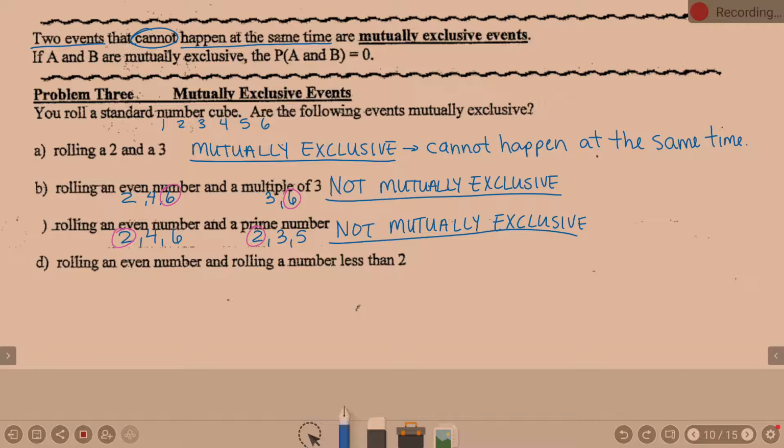Last example in this section. Rolling an even number and rolling a number less than 2. Can those happen at the same time? No. What are my even numbers? Again, 2, 4, 6. What are my numbers less than 2? On a standard number cube, let's just talk about 1. Any overlapping? No. So these cannot happen at the same time, so they are what type of events? Mutually exclusive.